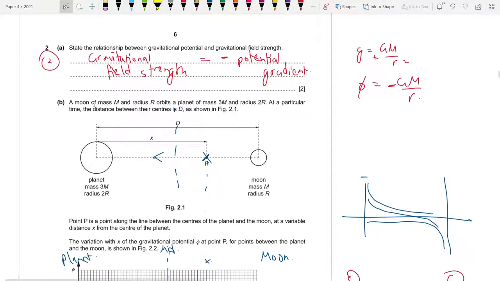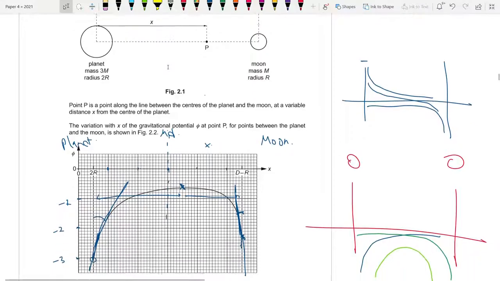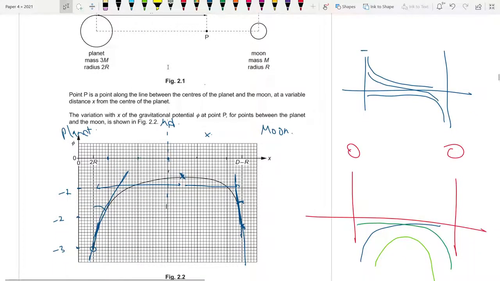Moon of mass m and radius r orbits a planet of mass 3m and radius twice r. At a particular time, the distance between their centers is d. Point P is a point moving along the line between the centers of the planet and the moon at a variable distance x from the center of the planet. The variation with x of the gravitational potential phi at point P for points between the planet and the moon is shown in figure 2.2.